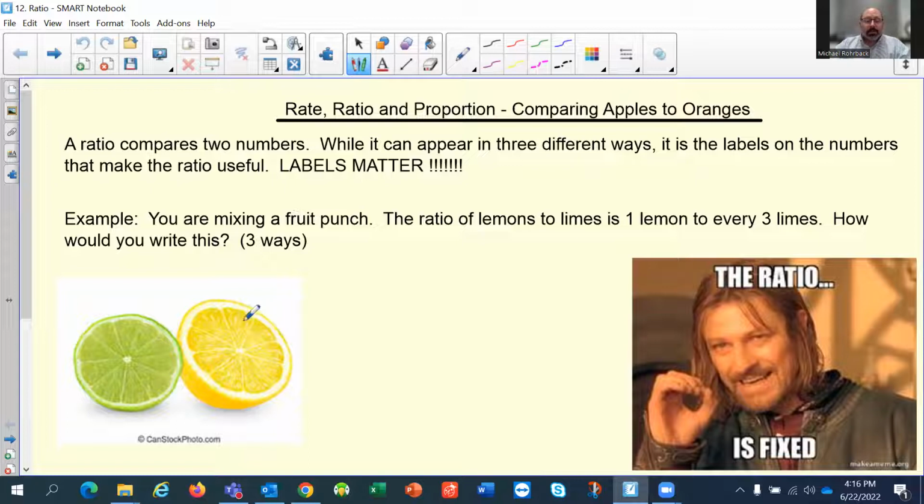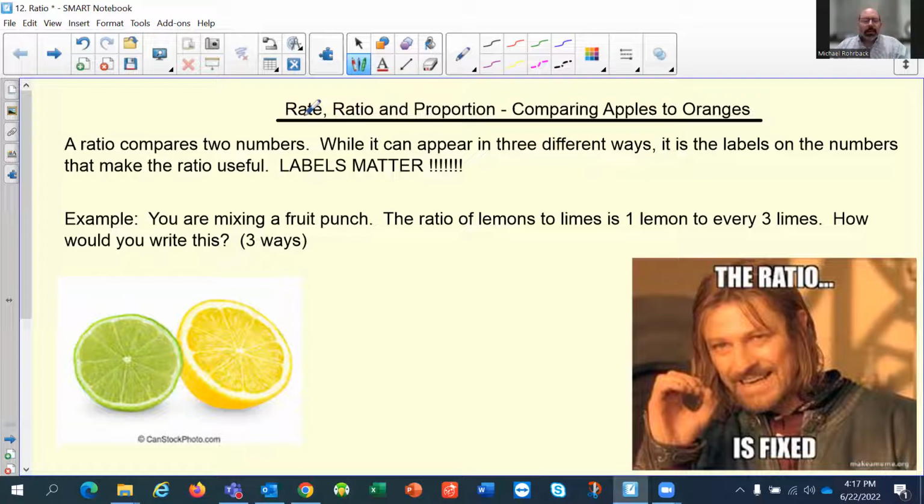So lemons and limes, right? You're mixing a fruit punch. You have a ratio of lemon to limes is 1 lemon for every 3 limes. That doesn't mean you're only going to use 1 lemon or you're only going to use 3 limes. This is a relationship. So for every 1 lemon, you're going to have 3 limes. So a ratio is just a relationship between two things.